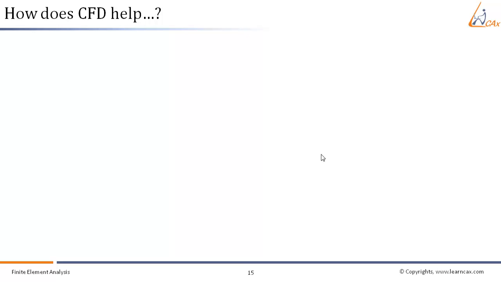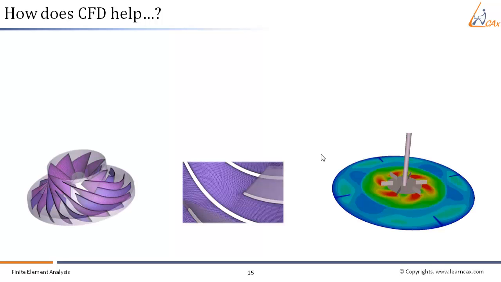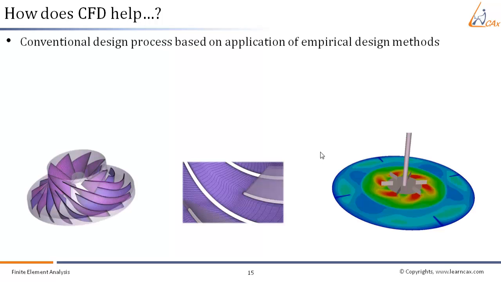So far we have discussed a lot of concepts related to turbo machinery. So how does CFD help in analyzing or designing turbo machinery? The conventional design process is based on application of empirical design methods, which are formulas and empirical standard procedures, based on which we come up with a new design or rectify an existing design.